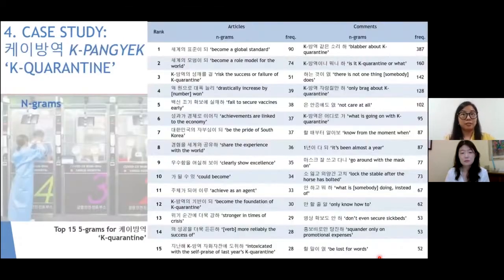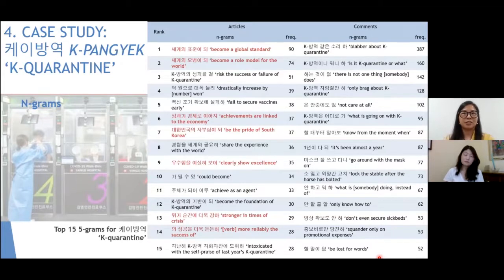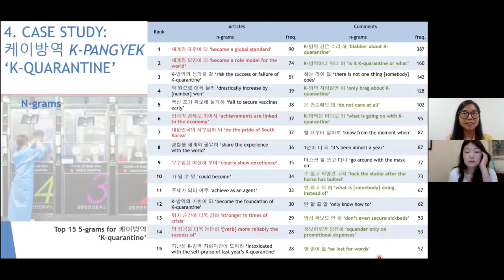The last stage of analysis is the Engram analysis, and this table shows the top 15 5-grams for each subcorpus. In the case of articles, most of the Engrams are extracted from public statements by government spokespersons and quarantine authorities, so they contain a lot of positive evaluations about K-quarantine, as you can see in the Engram that I have highlighted in red. The Engrams extracted from the comments, on the other hand, tend to show people's disbelief and frustration and even anger, as shown in the examples highlighted in green.